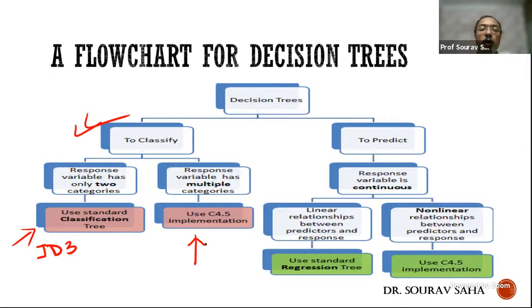Second, if you are making a prediction from the tree and the response variable is continuous, right? If there is a linear relationship between the predictor and the response, use standard regression. You have already learned regression; a standard implementation of regression is what we use there. If the relationship is not linear, you can use this C4.5 implementation.